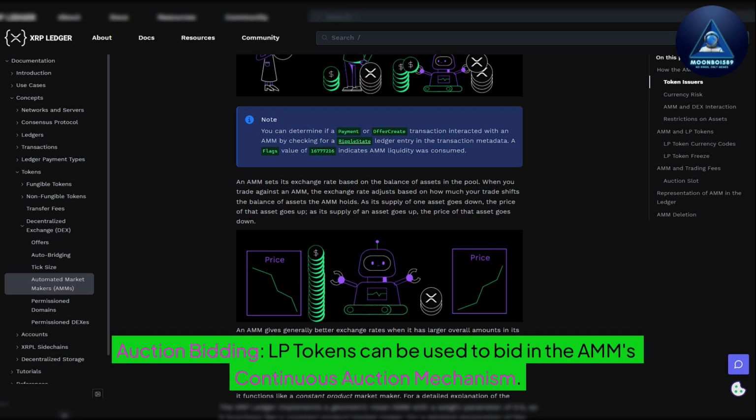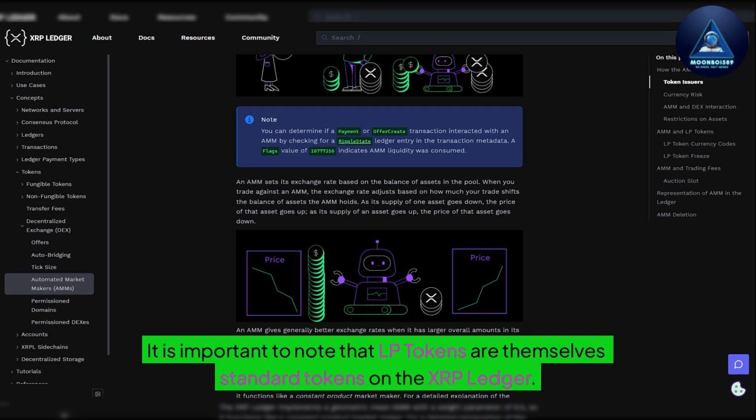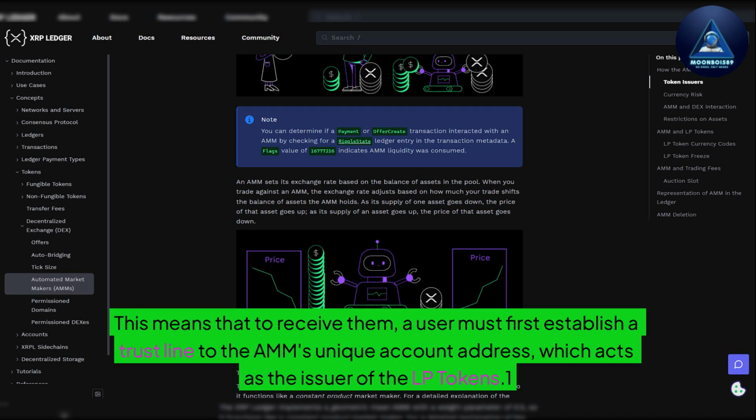3. Auction bidding. LP tokens can be used to bid in the AMM's continuous auction mechanism. By bidding and winning an auction slot, a user can receive a temporary discount on trading fees when swapping against that specific AMM pool, a feature designed to incentivize arbitrage and improve price stability. It is important to note that LP tokens are themselves standard tokens on the XRP Ledger. This means that to receive them, a user must first establish a trust line to the AMM's unique account address, which acts as the issuer of the LP tokens.